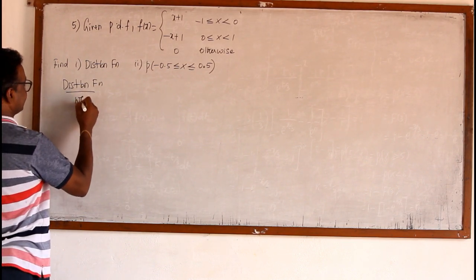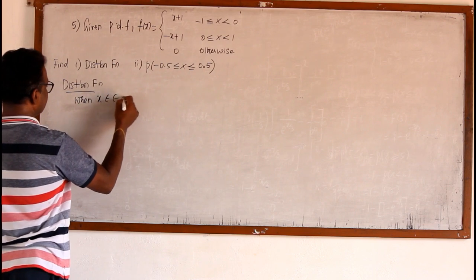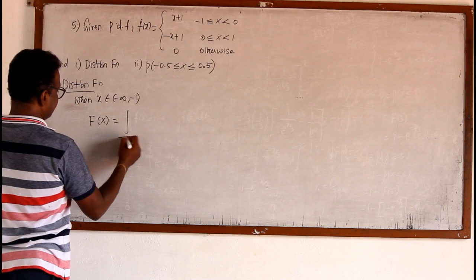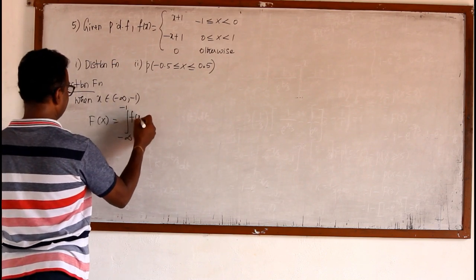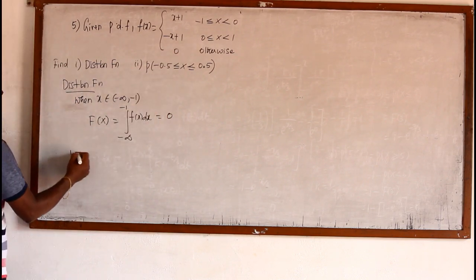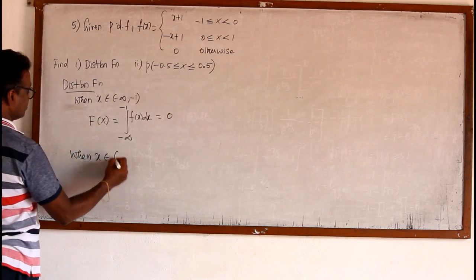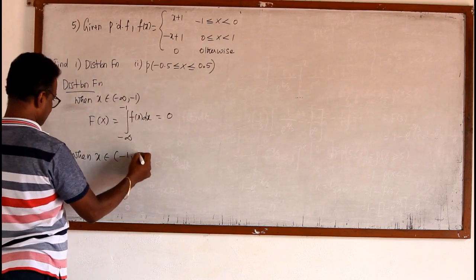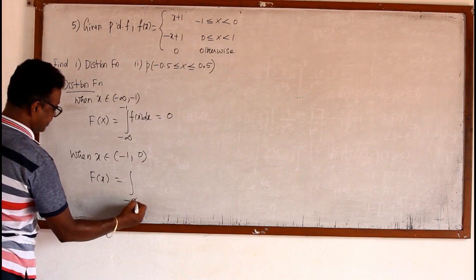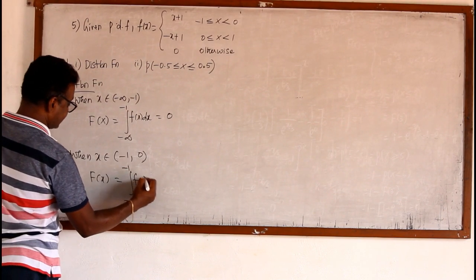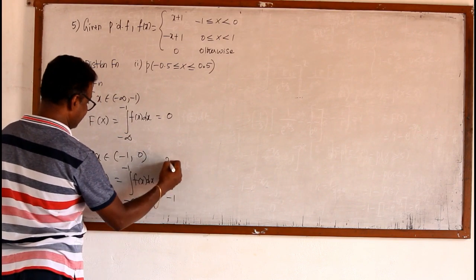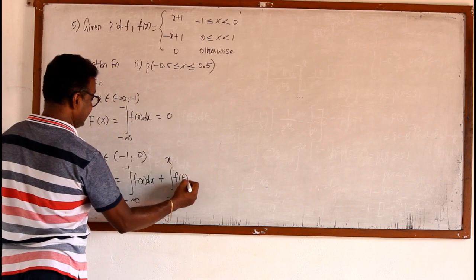First one, when x belongs to minus infinity to minus 1, F of x is the integral from minus infinity to minus 1 of f of x dx, but that one is not existing, so 0. Now the second interval, when x belongs to minus 1 to 0, capital F of x is, remember, the integral from minus infinity to minus 1 of f of x dx, then I need the function, so it is minus 1 to x, f of t dt.